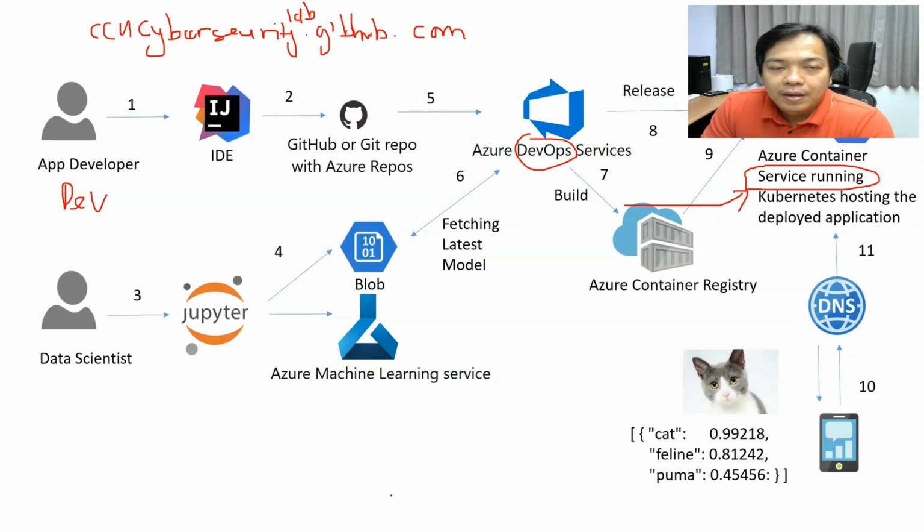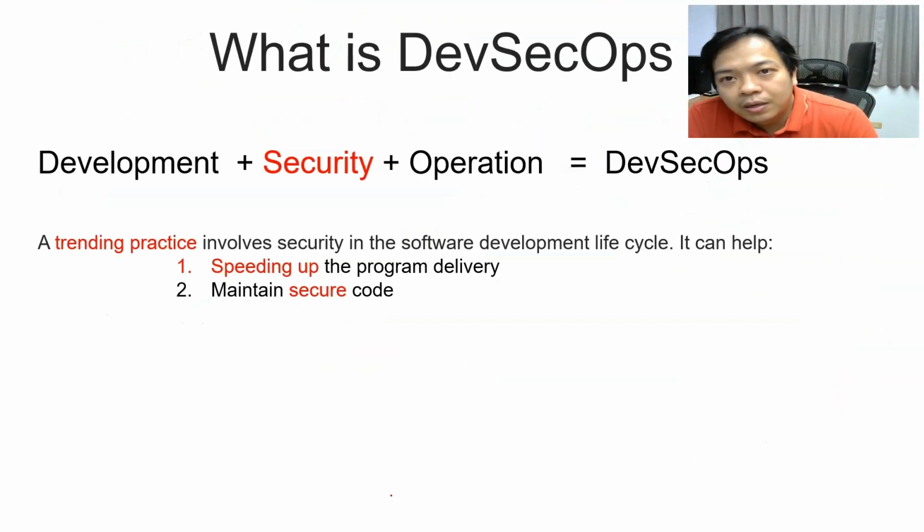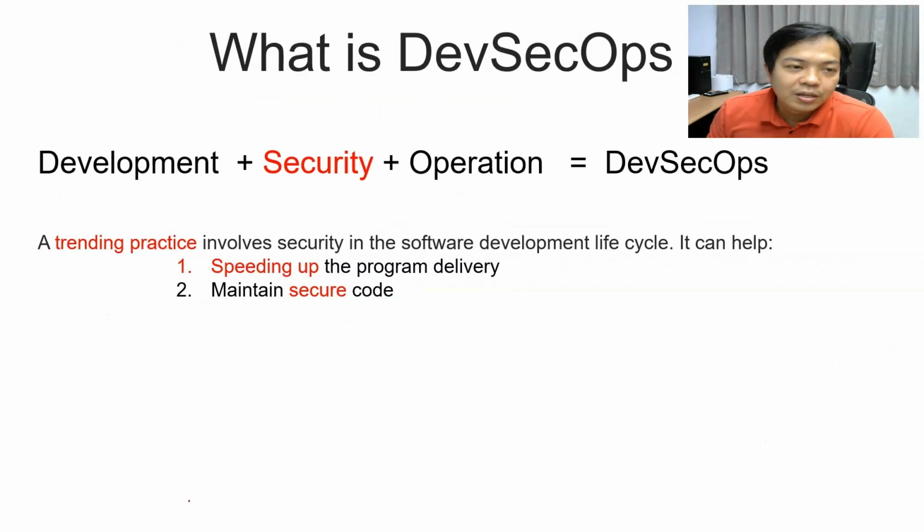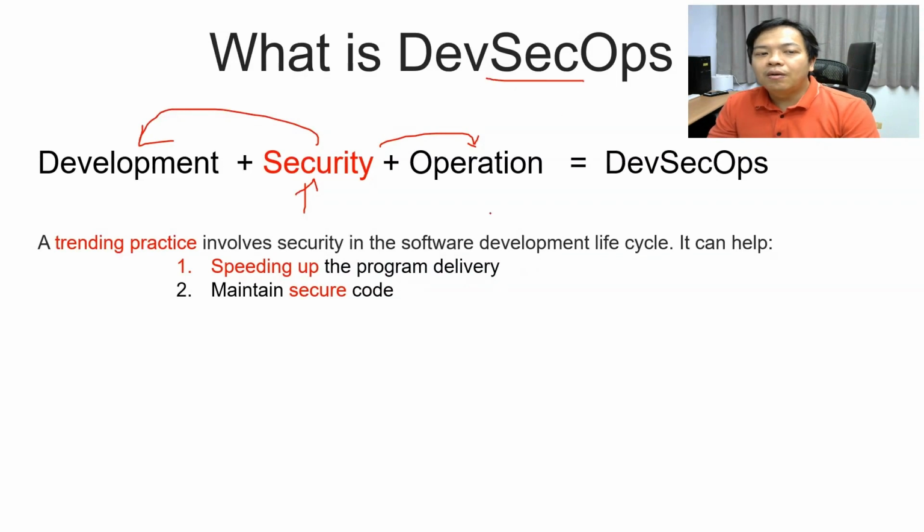And what about DevSecOps? That means they include security. You see, in the middle we have development and operation. So we will include security in the middle, and we make sure we have a security check for operation and a security check for development. So that is called DevSecOps.